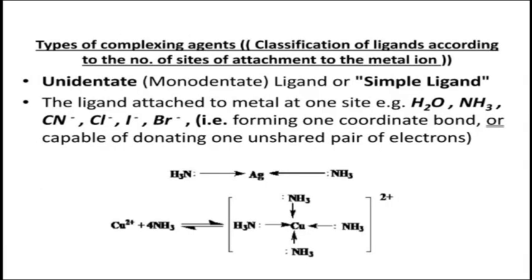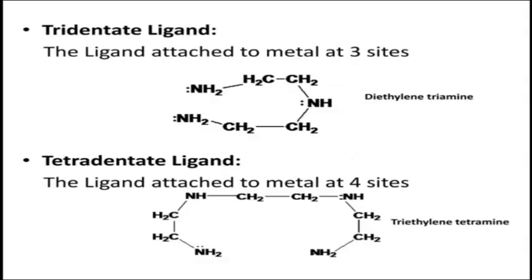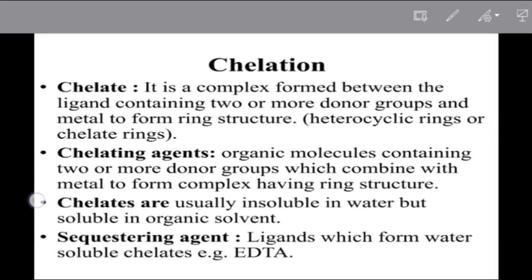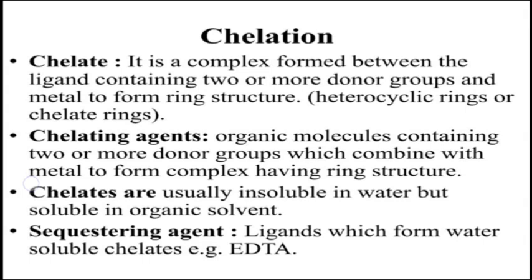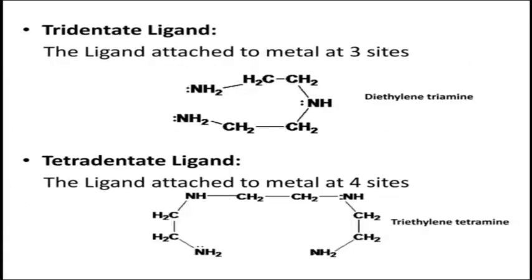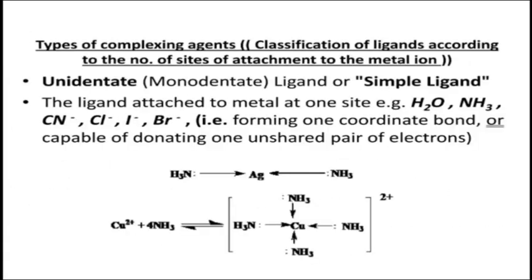Types. There are types of ligands in complexometry: unidentate or simple, bidentate, tridentate and tetradentate ligands. First, a unidentate ligand is attached to the metal at one site. Example, cyanide, water.